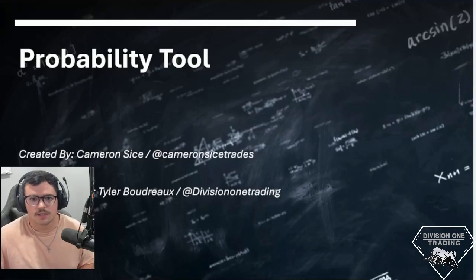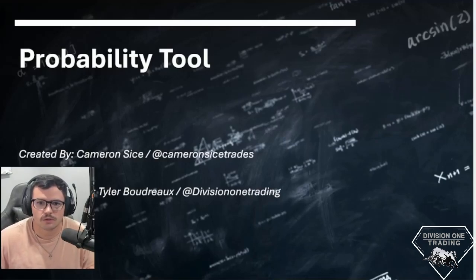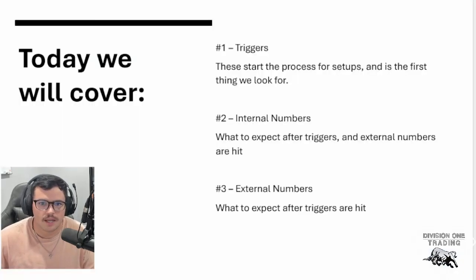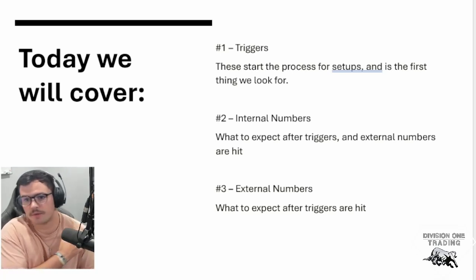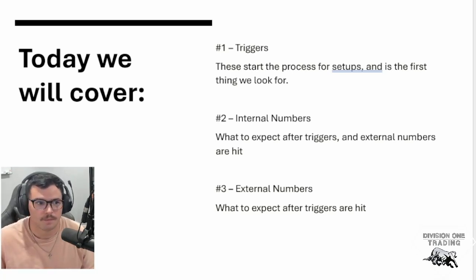All right, guys, so this is the overview video for the TradeBuddy probability tool. Again, this tool is created by Cam, and I'm going to be giving you the presentation today. So today we're going to cover the three main pieces of the tool. It's going to be a trigger, that's what starts the setup, internal numbers, which is where we reach on the inside of the range, and then external numbers, which are numbers outside of the range.